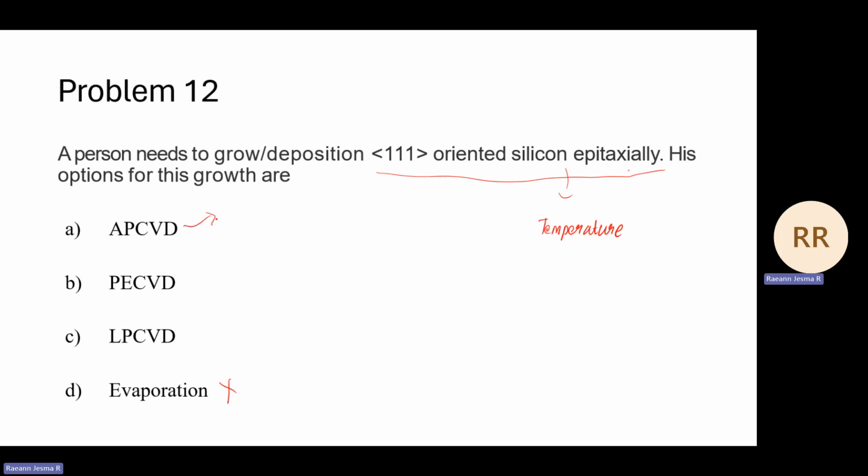APCVD is high pressure, so temperature does not play much of a role in the growth. So it is not APCVD. In PECVD, we are using plasma as one of the energy sources, so we do not generally need very high temperature in that case. Here we can deposit silicon, but it is amorphous silicon, not crystalline. So the answer is LPCVD. Here, by giving sufficiently high temperature, we can deposit 111 oriented silicon epitaxially.